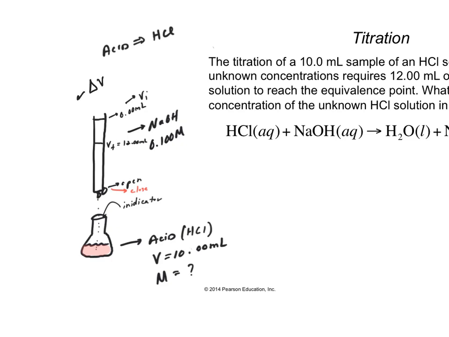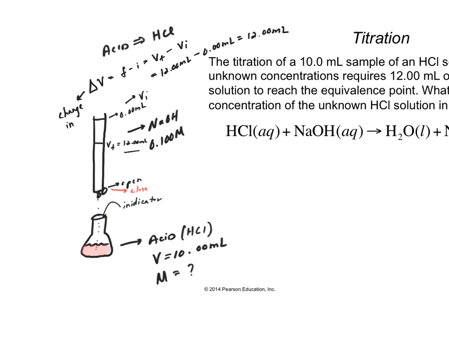Just as a note, this little triangle is the Greek letter delta. This means change in, and change in is always final minus initial. So the change in volume would be the volume final minus the volume initial. For this, we have a final volume of 12 mL minus an initial volume of 0 mL. That would give us a delta V, or a change in volume, of 12 milliliters.